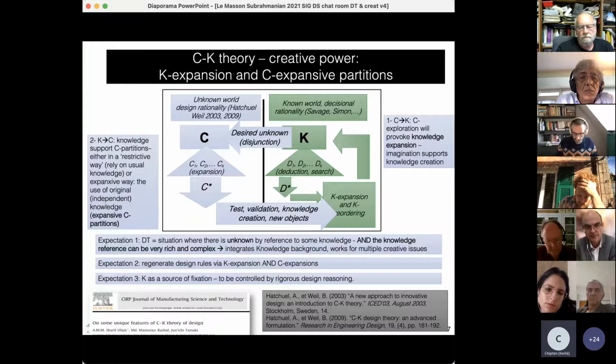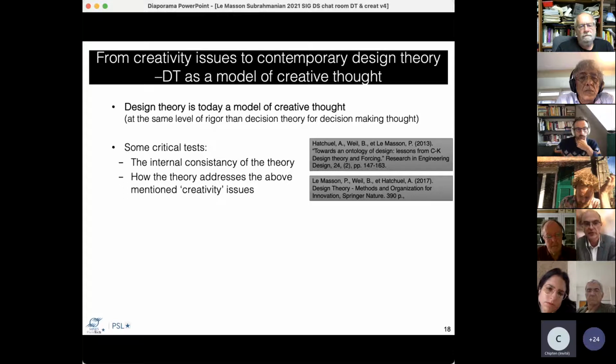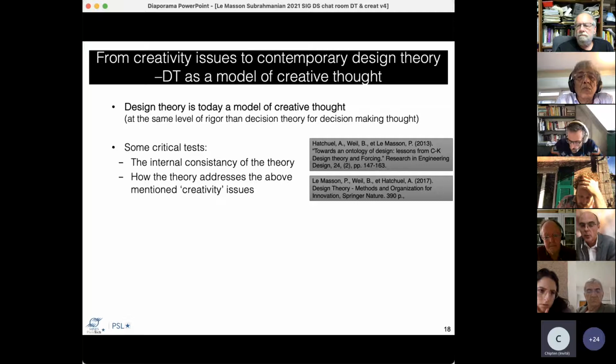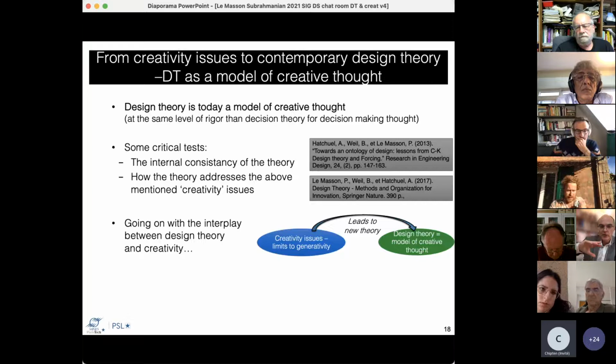With that, we see that we go from creativity issues to the development of design theory, and based on this, design theory appears today as a model of creative thought that is, and it should be proven in more depth, and you can refer to publications, with the same level of rigor as decision theory, and with tested properties, internal consistency, and capacity to address the expectations.